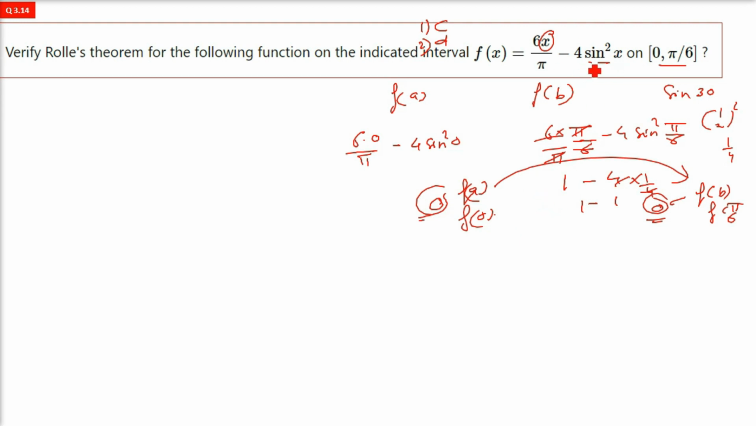Now we go ahead for the next one, which is when differentiation is done, that value has to be put as 0, and whatever value we get, that will be our c. So I'm differentiating it. x will be 1, so 6/π minus 4.